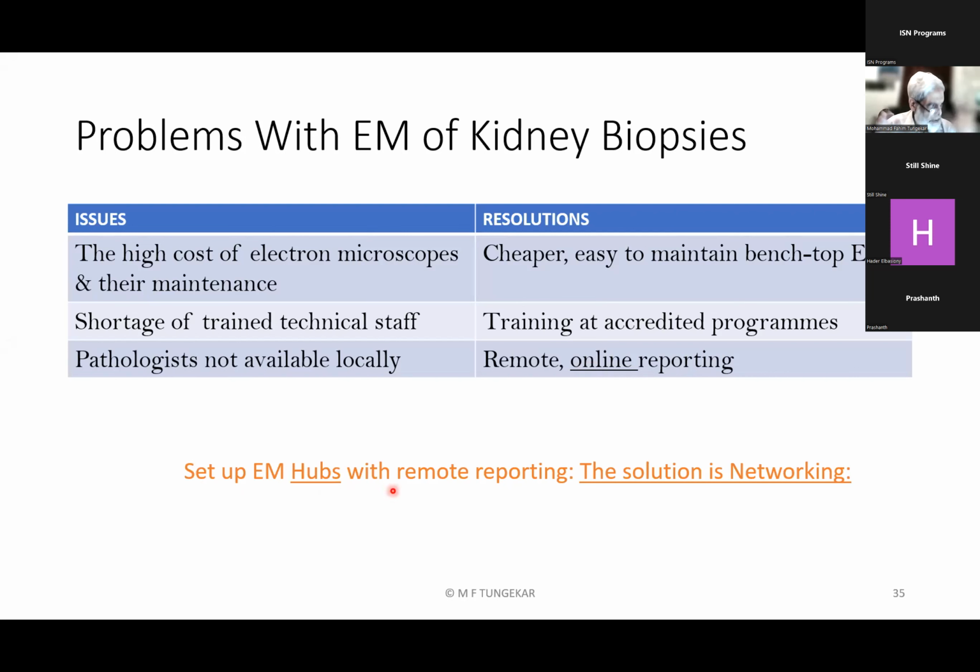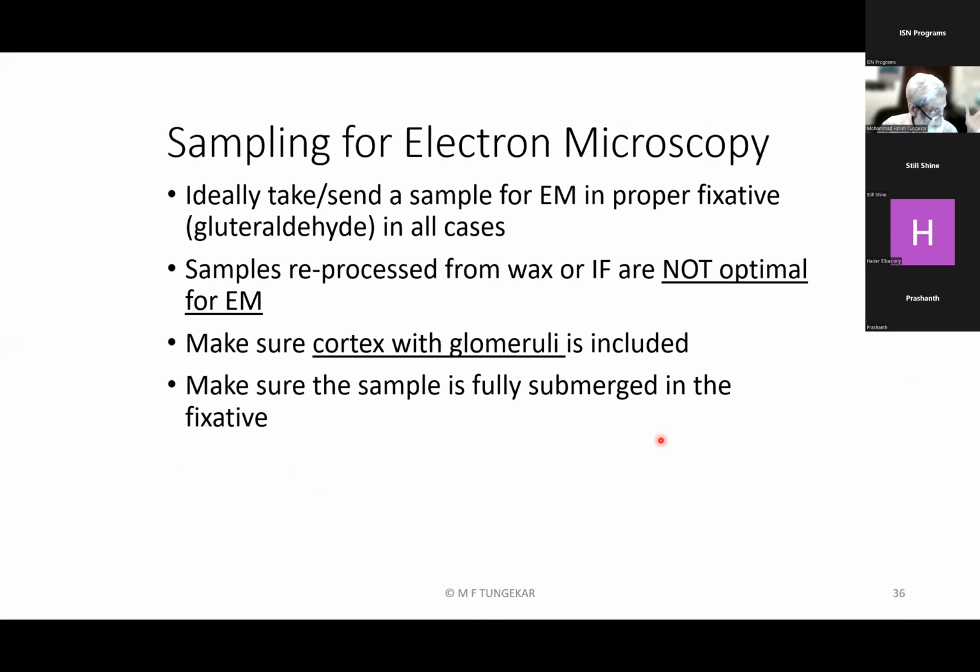You should set up an EM hub, for example, in a country like Egypt, several EM hubs, followed by remote reporting. The solution really is networking. That can solve the problem of electron microscopy being available much more widely. That's what we have been doing in Bahrain for several years.